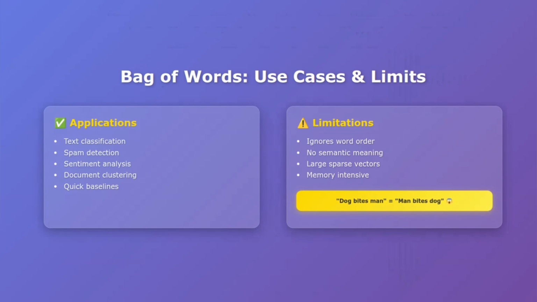The big one? It completely ignores word order. "Dog bites man" and "man bites dog" would have identical representations, even though they mean very different things. It also doesn't capture any meaning or relationships between words, and when you have a large vocabulary, you end up with huge, sparse vectors that can be memory intensive. But don't let these limitations discourage you. Bag of words is still widely used because it's fast, interpretable, and works surprisingly well for many real-world applications.